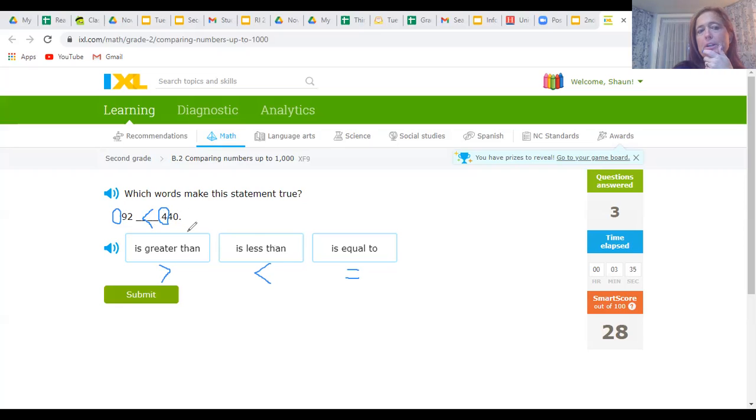440. So the greater number always has the opening in our symbol, almost like the animal or alligator, say, wants to eat the one that's the biggest. So make sure you always have that opening side to the side that has the larger number. All right, let me erase my drawings. And we're going to put is less than.